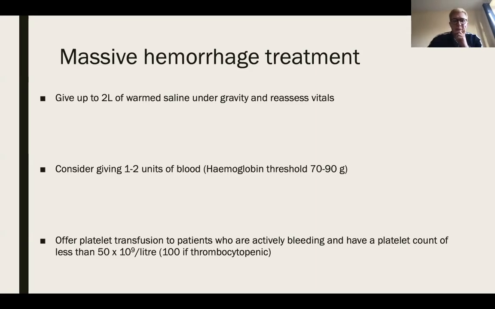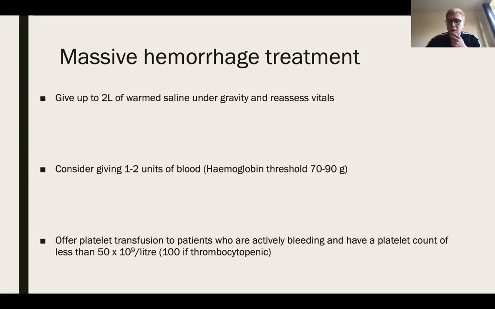And in the treatment of major hemorrhage, we're going to start with 2 liters of warm saline under gravity and then reassess vitals after this. If the hemoglobin is below 70, you want to start with 1 unit of blood and then give a second if necessary. You want to aim between 70 and 90 for hemoglobin. You don't want to give too much blood, so you want to keep it around that 70 to 90.